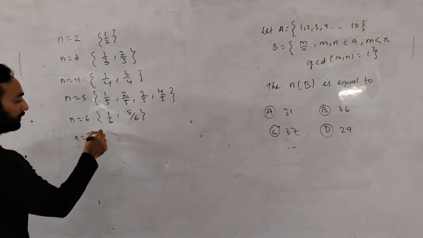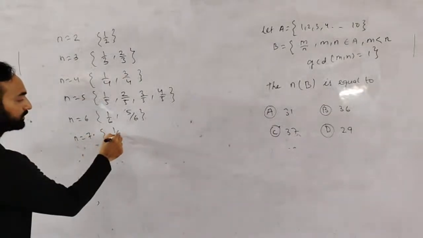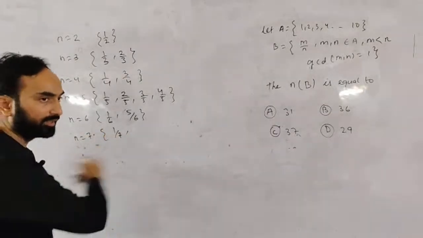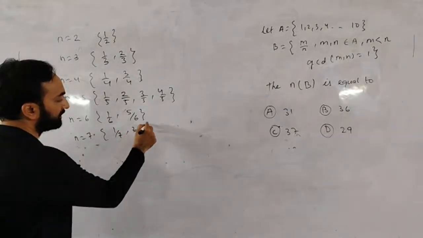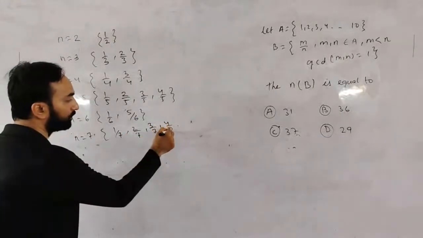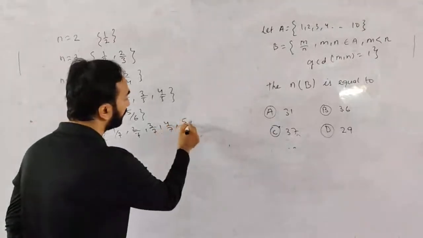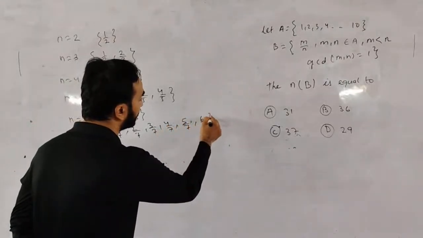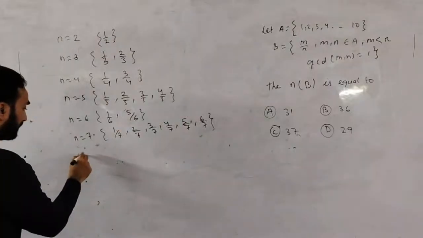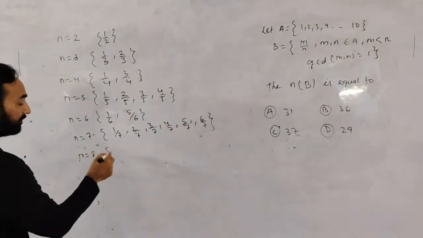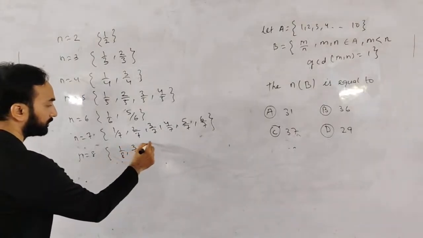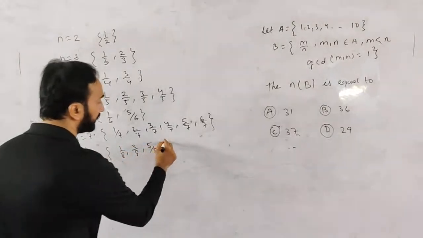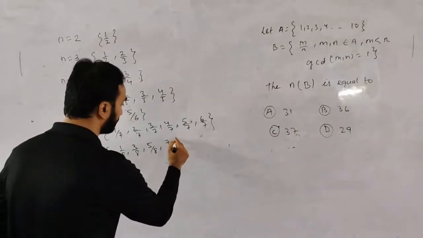Then come to n equal to 7. Then 1 upon 7 is also possible. I think everything will be possible since 7 is prime. So 2 upon 7, 3 upon 7, 4 upon 7, 5 upon 7, and 6 upon 7 are possible, and we stop. Now come to the next case. 1 upon 8 is possible, 2 upon 8 not possible, 3 upon 8 possible, 5 upon 8 possible, 7 upon 8 possible, and stop here.